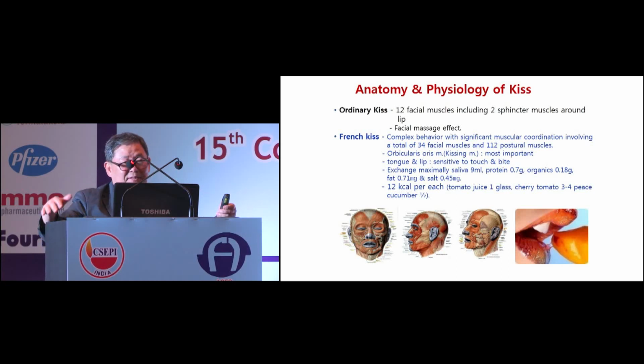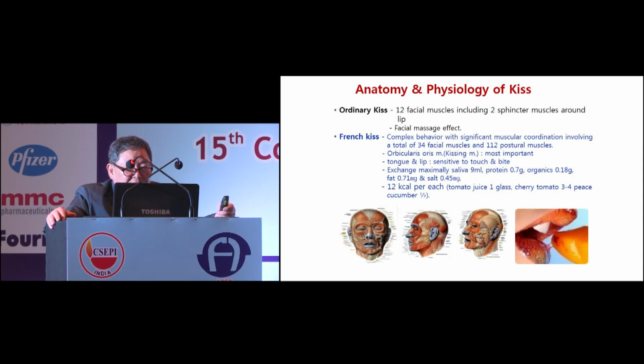Very many muscles undergo contraction or relaxation to perform a kiss. Of them, the orbicularis oris muscle around the lip is most important. In the human body, the tongue and lip are very sensitive to touch and bite. So the kiss's effect is very importantly expressed in human life.